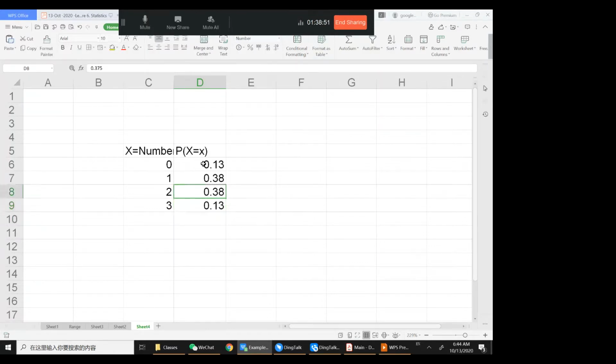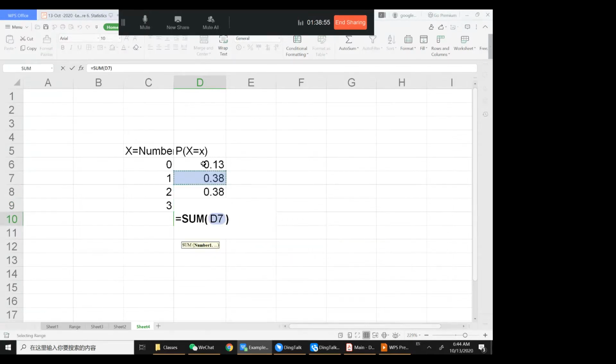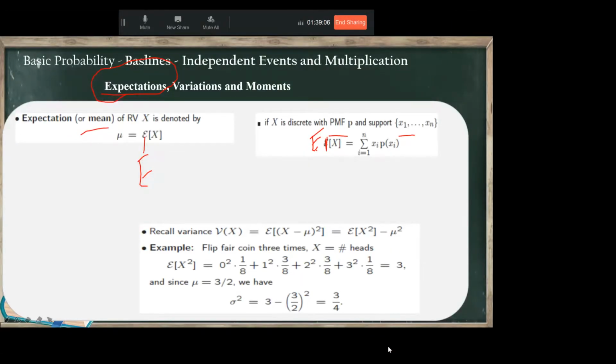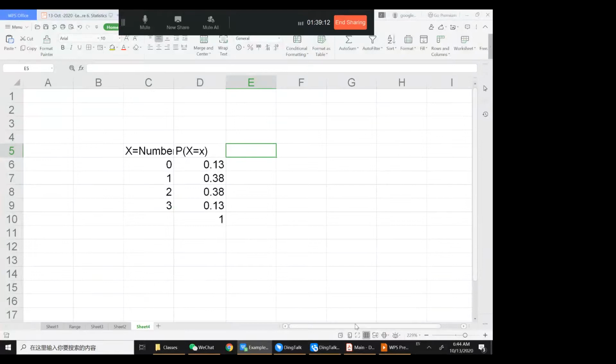Yeah, so if you add up, it will give me 1. See, 1. So now we have this one. We know this. And we have to now calculate the probability distribution. Where is that one? Yeah, this one. So this is x and then times p(x). So equal this times this.